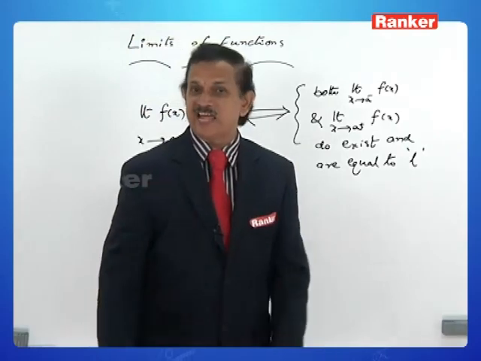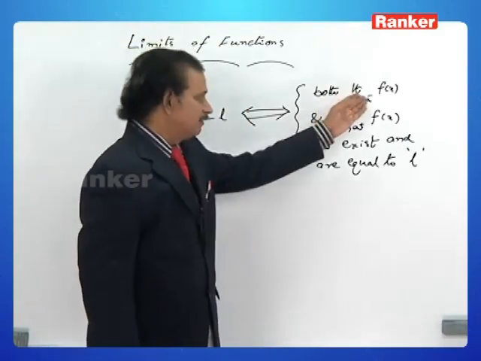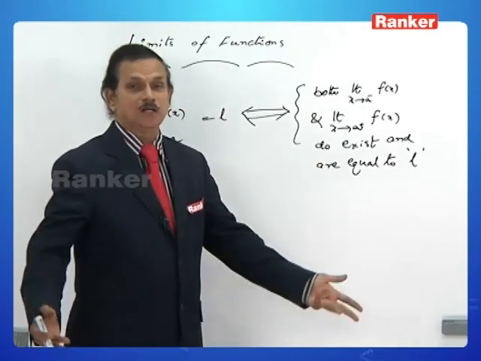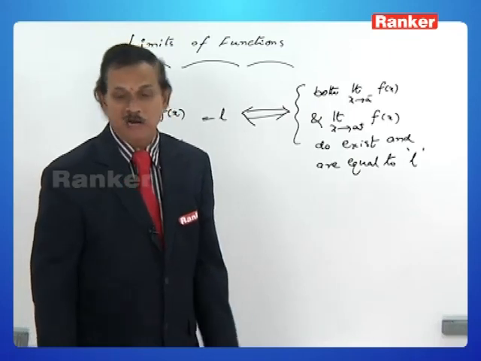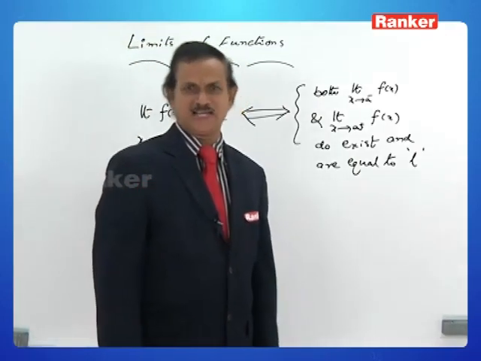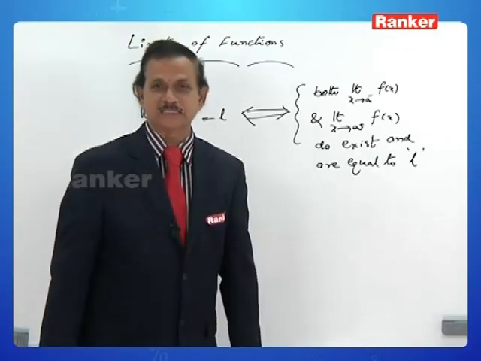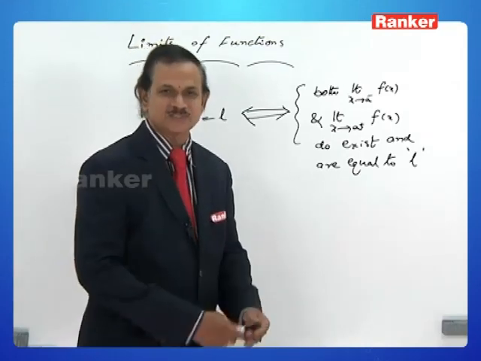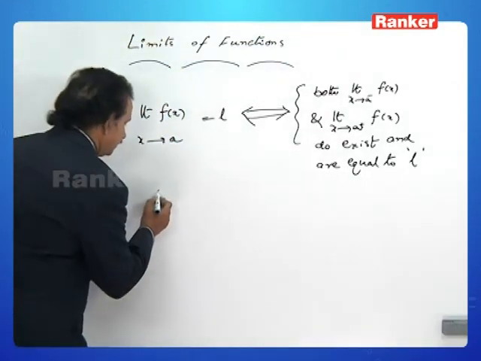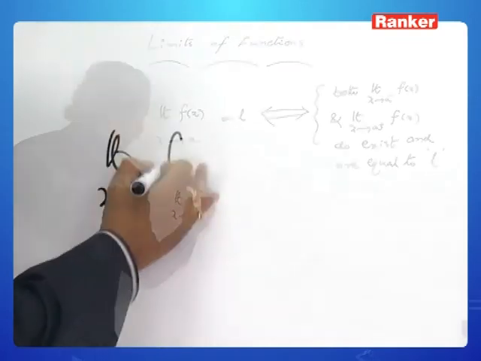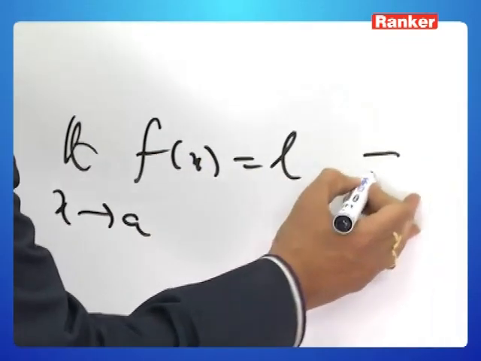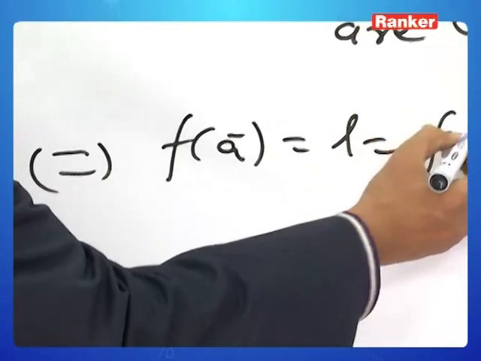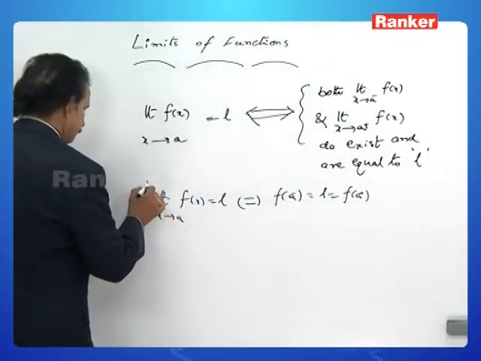If any one of them fails, that is, either left hand limit does not exist or right hand limit does not exist or both of them exist but are not equal, then in any of those cases we say that limit of f of x as x tends to a does not exist at all. Yes, well, that is, limit as x tends to a of f of x is equal to L if and only if f of a from left is equal to L is equal to f of a from right.